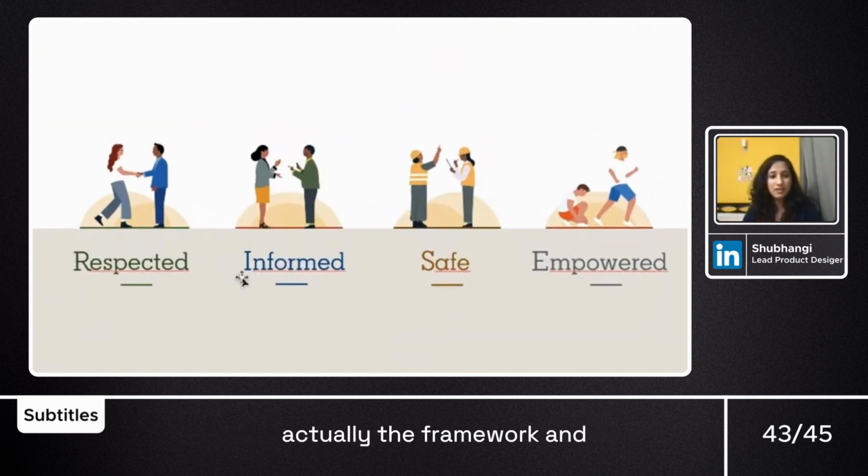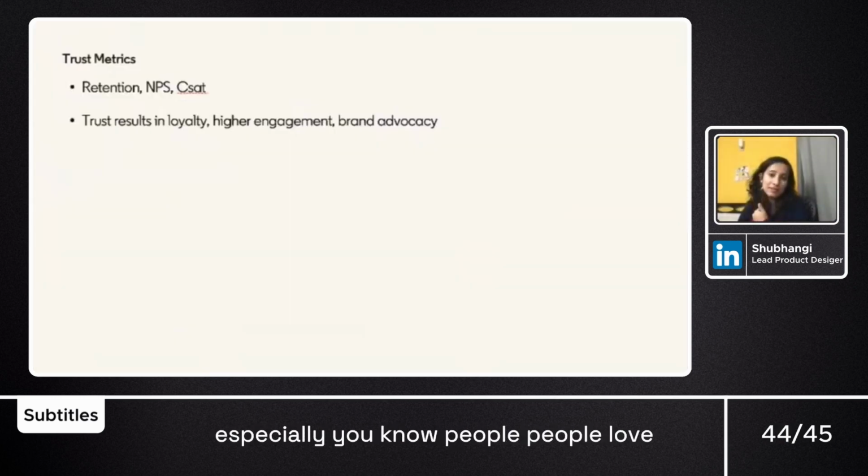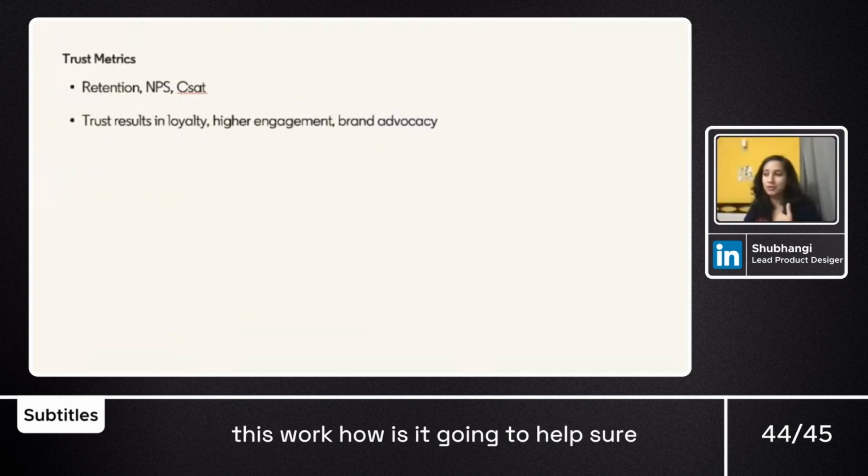So that is the framework, and we went into examples for each. And I was going to come into what are the metrics for trust, right? This is a question I get asked often, especially since people love to measure things, right? They love to measure what is the impact, how does this work, how is it going to help? Sure, okay, I take this dark pattern away, but what's in it for me?